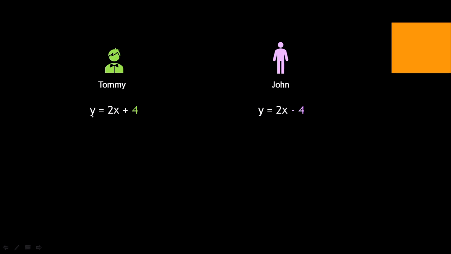Now these two equations are pretty similar, y equals 2x, y equals 2x. The only difference is this plus 4 and this minus 4, which, if you remember the general form, y equals mx plus c, it's the c that is different in both the two cases, right? This is c and here it is plus 4, whereas in this case it is minus 4. So it's the c that is making the difference between the two guys.